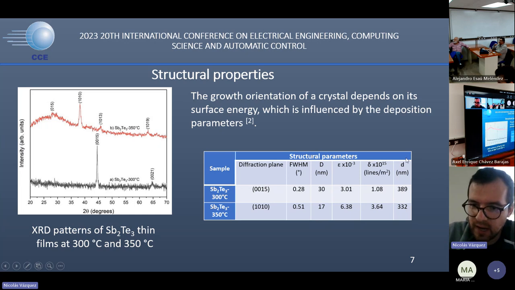And lastly, we have here the thickness of the samples, where obviously there is a decrease in the thickness when we increase the substrate temperature, passing from 389 to 332. This decrement in the thickness might be related to the desorption of the thin film due to the established growth conditions.